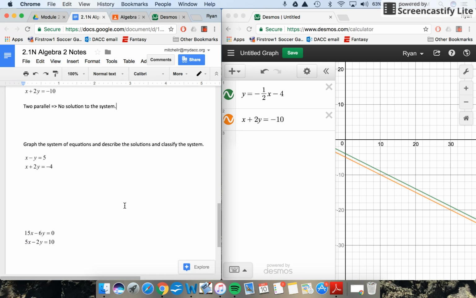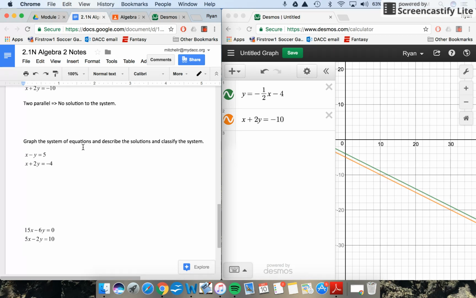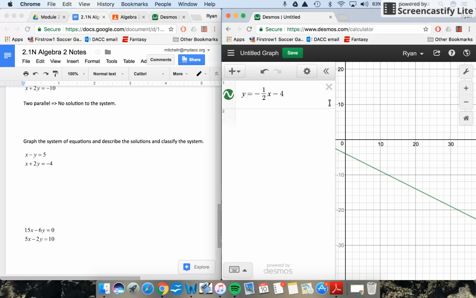All right, our next set here, we want to graph, describe the solutions, and classify the system. So graph, describe, and classify. So far we have an instance where there can be one solution or there can be no solution. That's what it would mean to classify. Let me go ahead and graph these first.